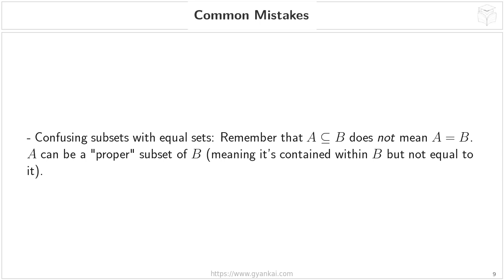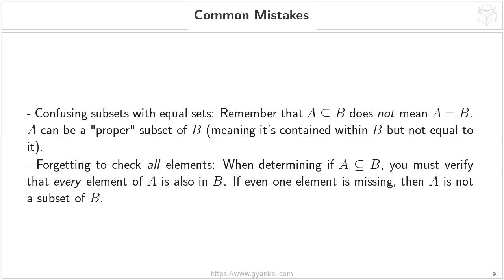Think of it like this. If A is a subset of B, it's like a smaller container fitting inside a larger container. The larger container, B, can have extra things in it that aren't in A. If A and B had exactly the same elements, then we would say A equals B. So, just because A is a subset of B doesn't automatically mean they are equal. We call a subset that isn't equal to the original set a proper subset.